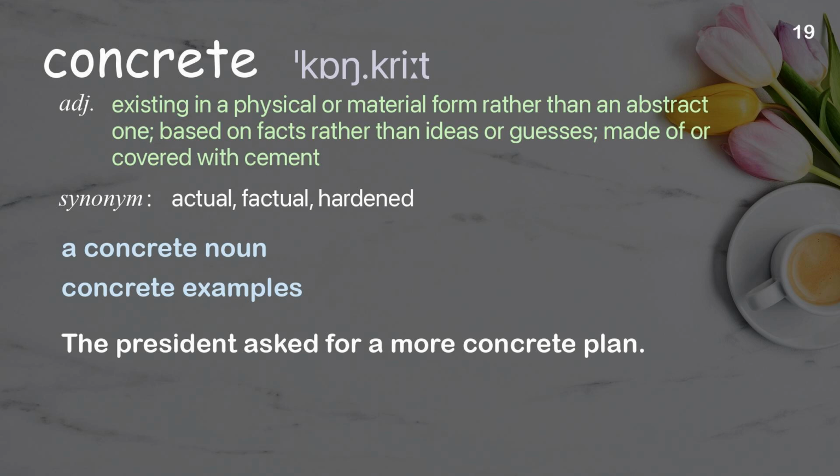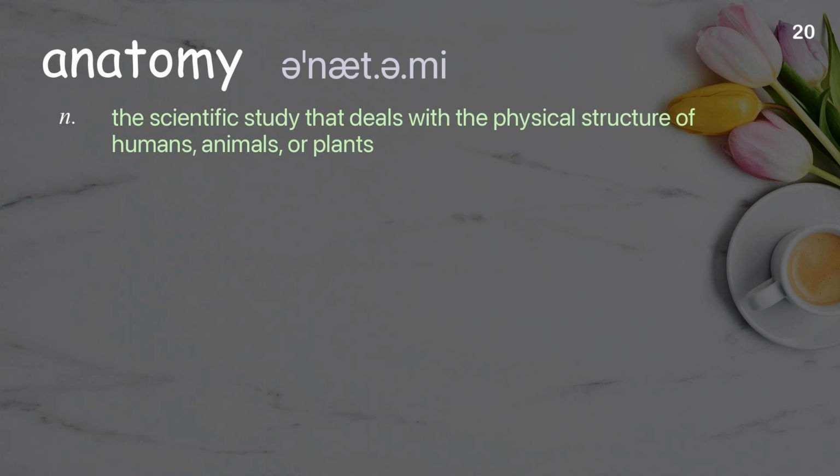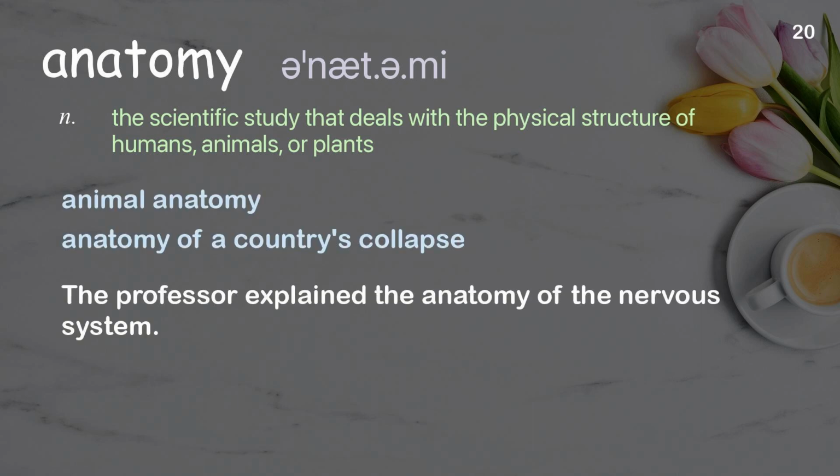Anatomy. The scientific study that deals with the physical structure of humans, animals, or plants. Examples: Animal anatomy. Anatomy of a country's collapse. The professor explained the anatomy of the nervous system.